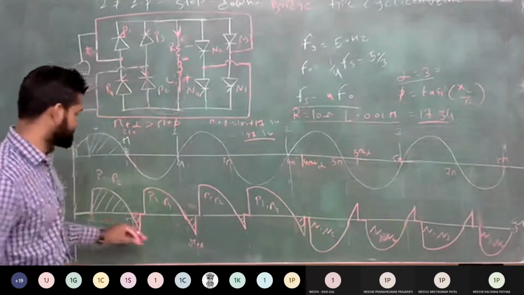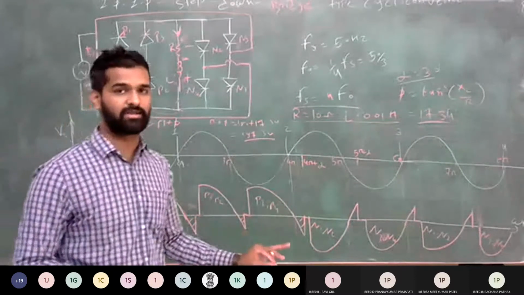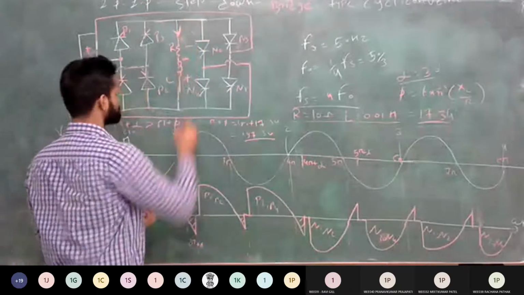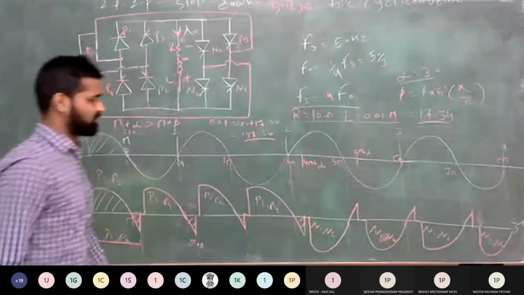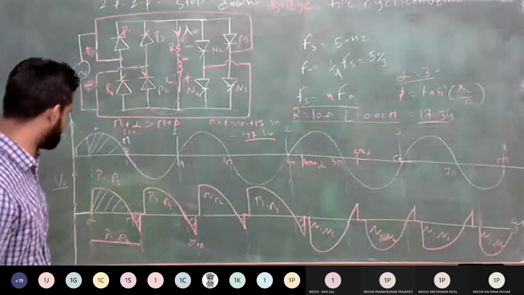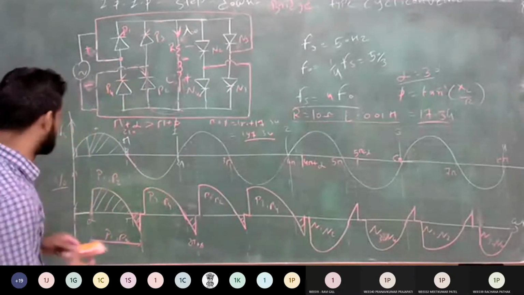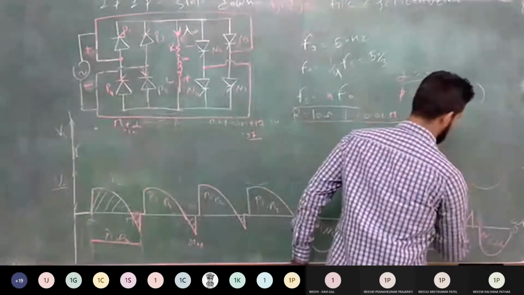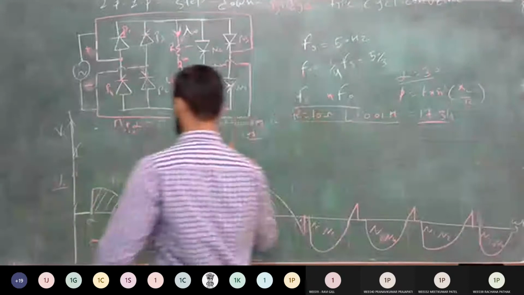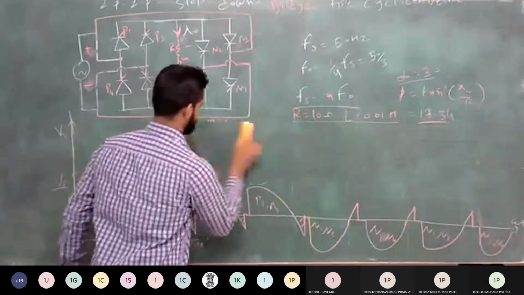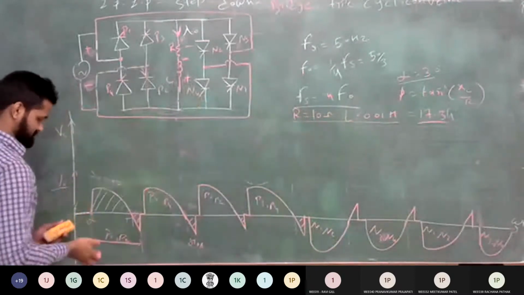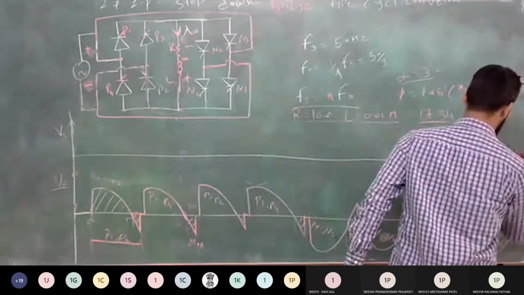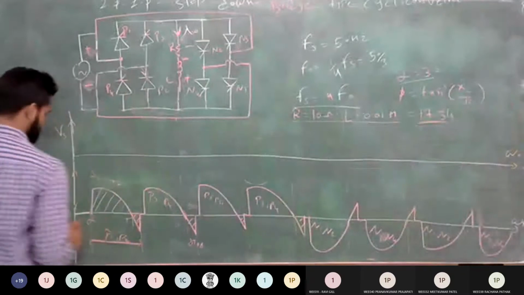Now one thing is remaining here. You can see that we just drew the output voltage only. Now what is the waveform of load current I0? Because here I do not have enough space, but I can draw the load current waveform here by removing this supply. So can anyone answer me how the waveform of load current comes for this output voltage?